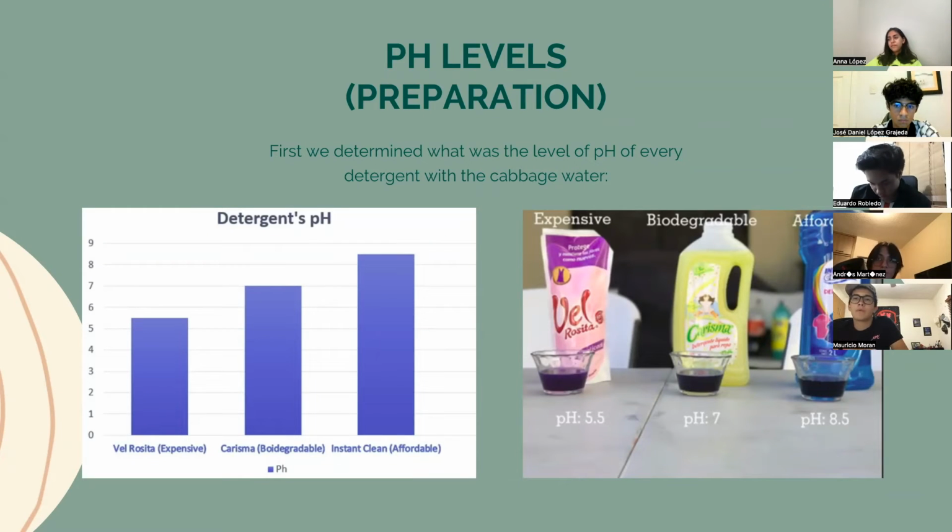So in the pH levels, first we determined what was the pH of every detergent with the cabbage water, and we saw that Bel Rosita has the lowest pH, then was the biodegradable detergent, and finally was the affordable one, which ended with 8.5 of pH.